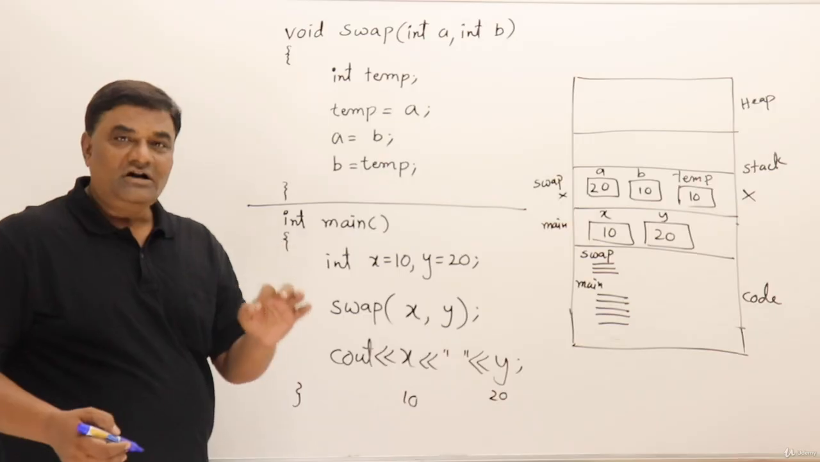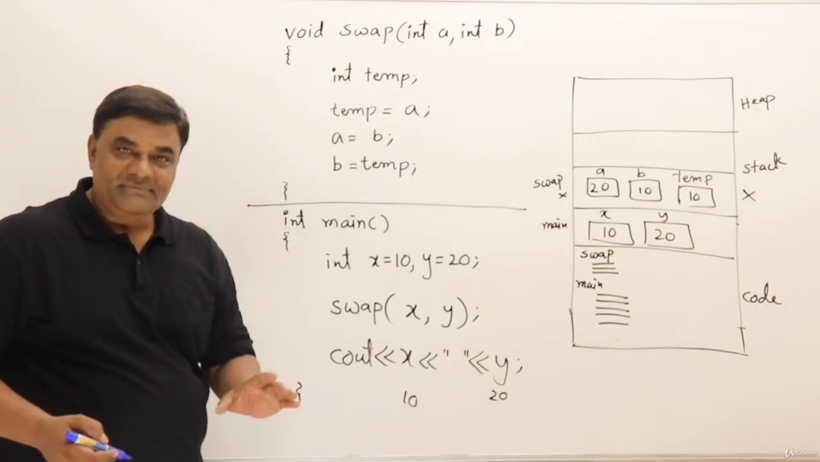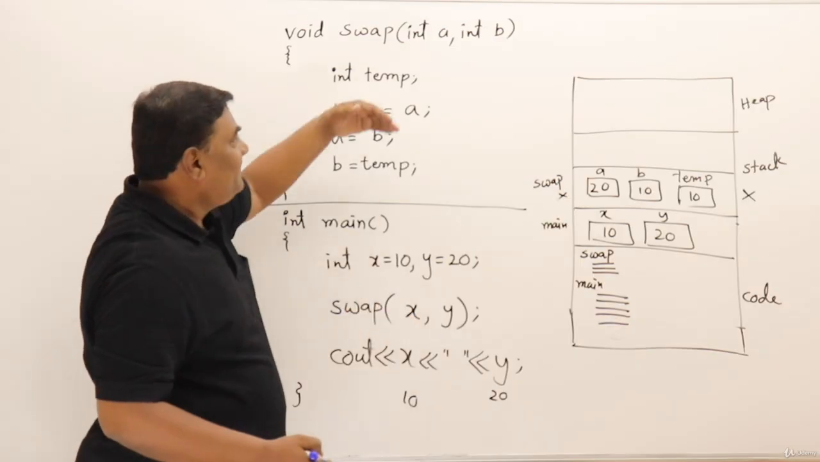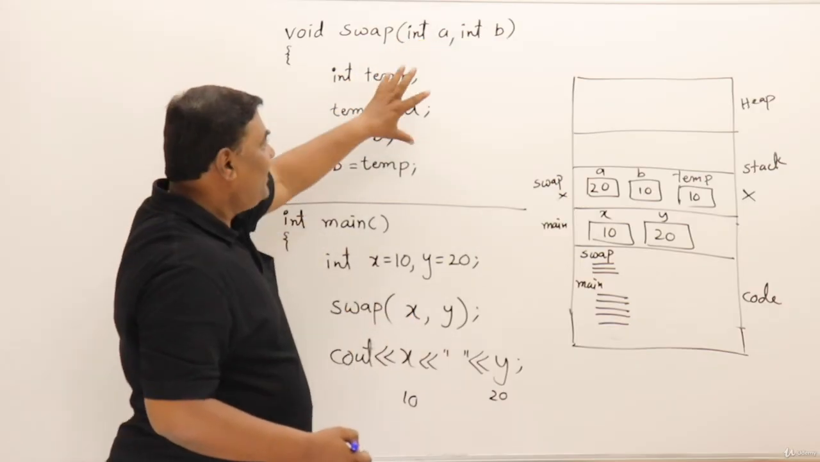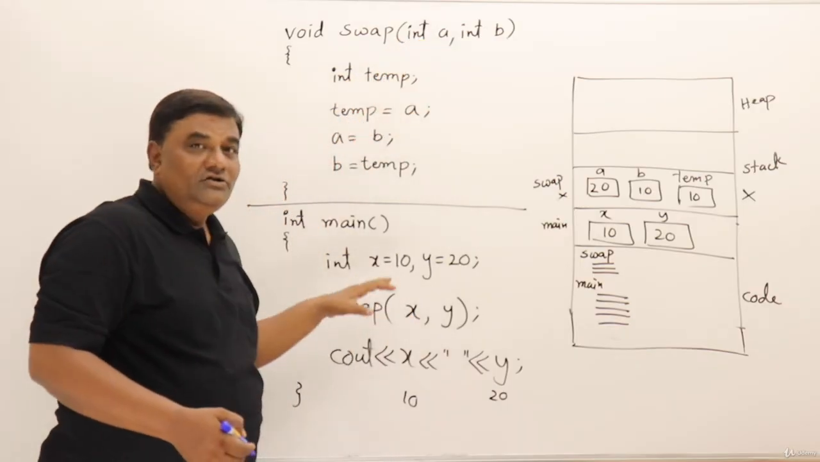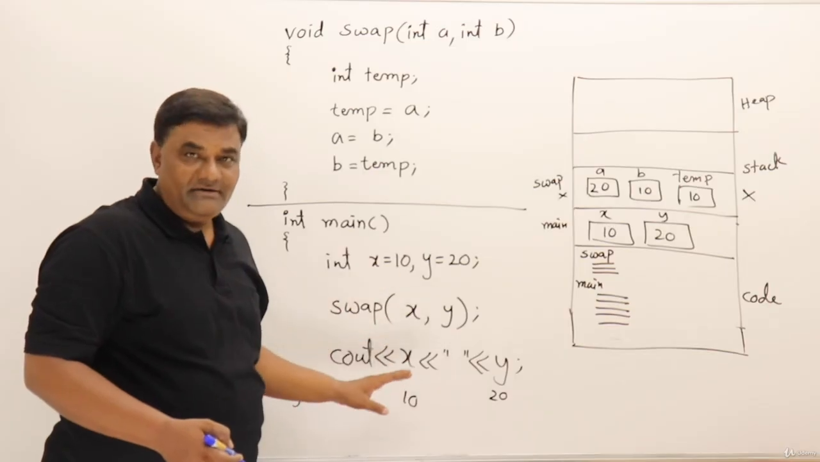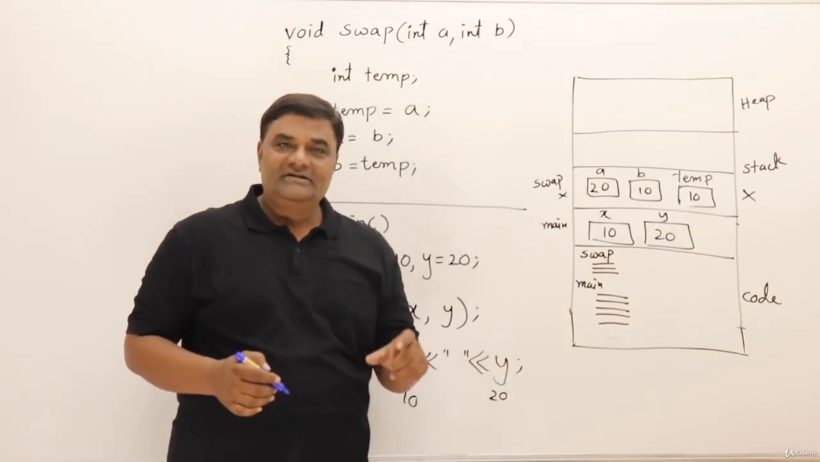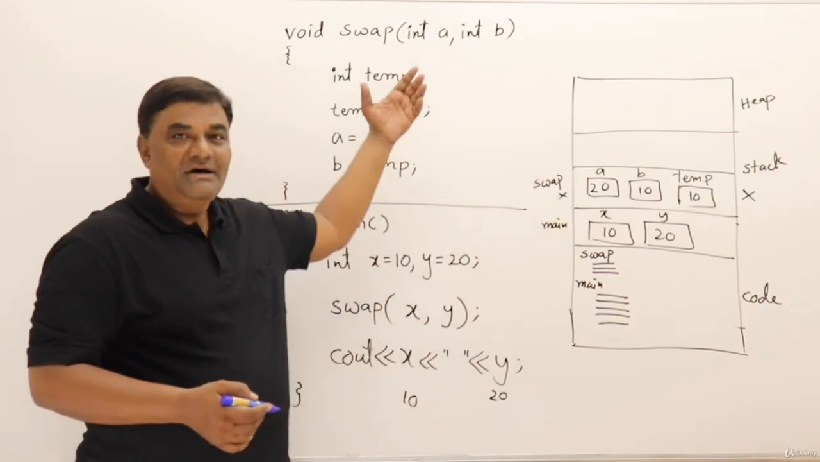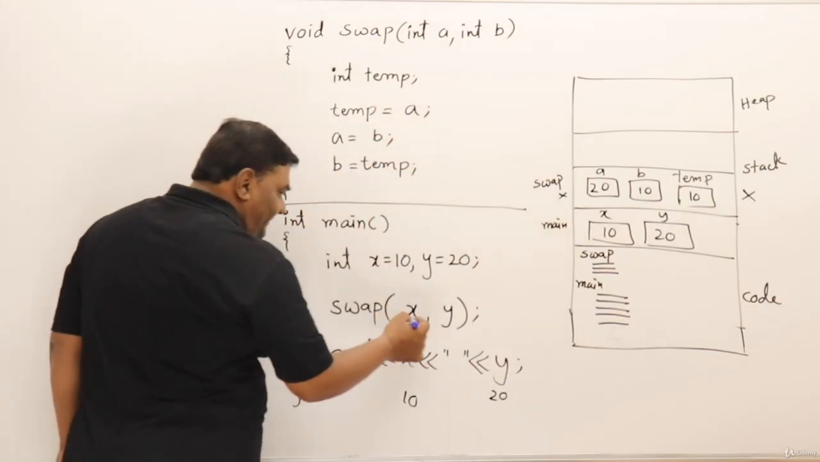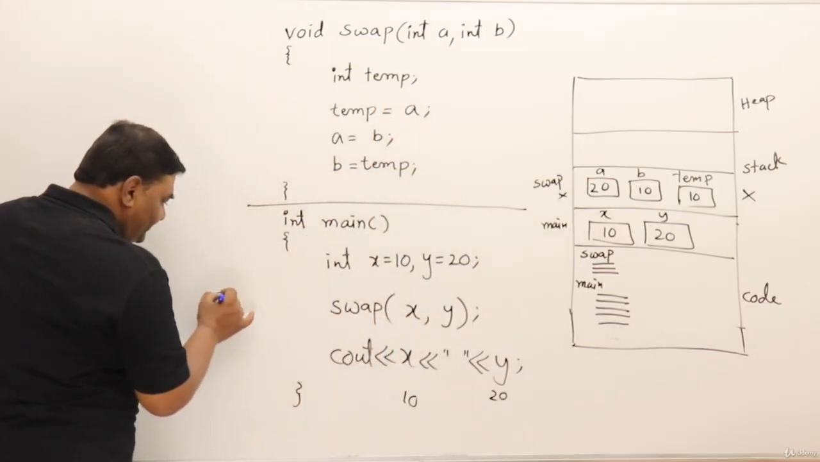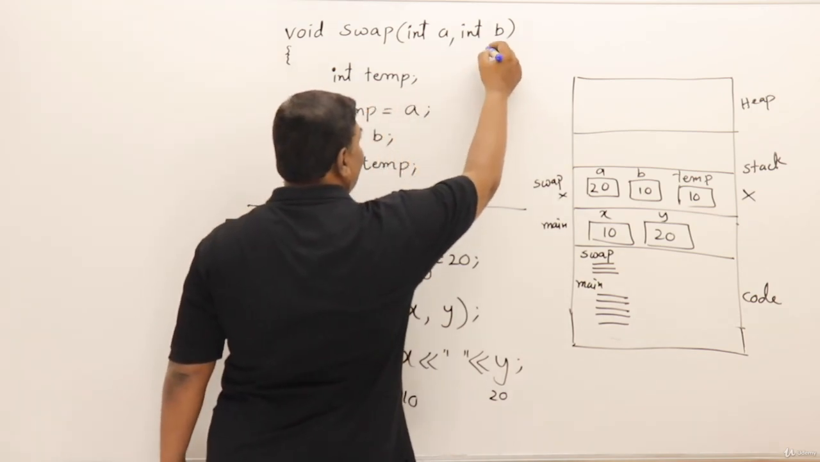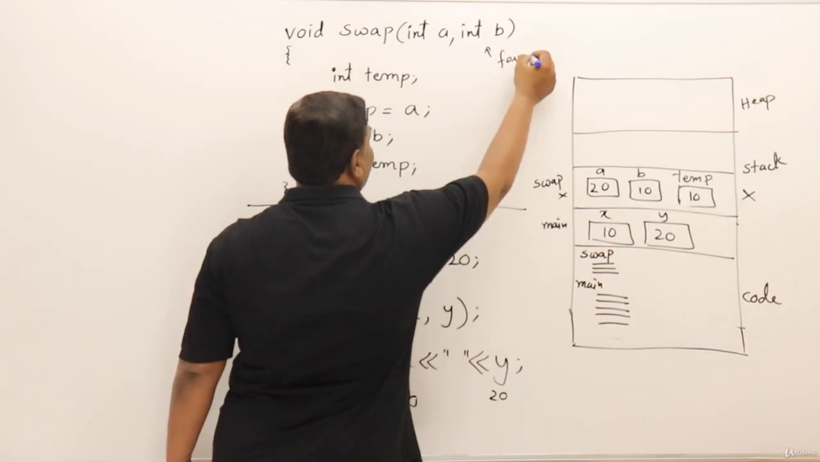So this is the call by value method. In this method, the values of x and y are copied into these parameters, and the swapping is done on these variables, not on the actual parameters. That's the point here. In the call by value method, the value of the parameters is passed to a function. These parameters we call actual parameters, and these parameters we call formal parameters.